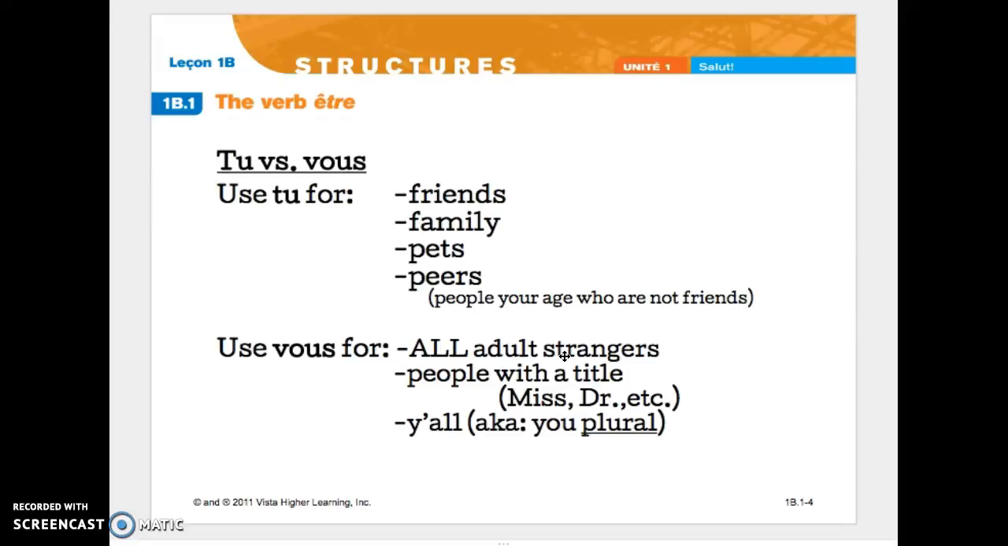There are two words that mean you in French. There's tu and there's also vous. For tu, we have a little acronym. This is FFPP, so friends, family, pets, and peers. And you see the definition of what a peer is if you're not sure. And vous is used for all adult strangers, people with a title, and also you plural, or as we've been saying, y'all.